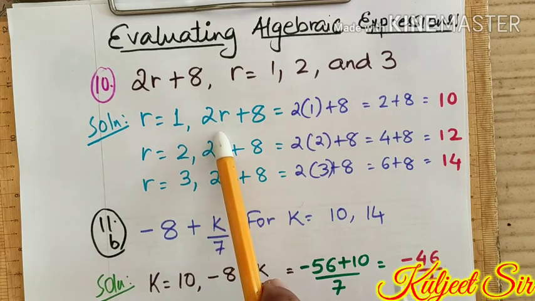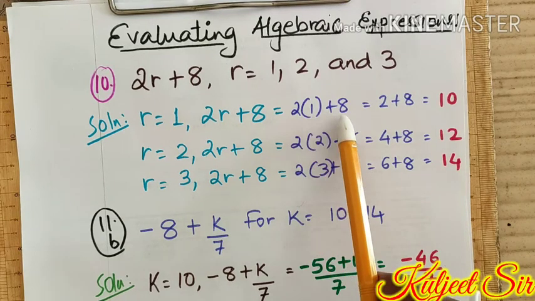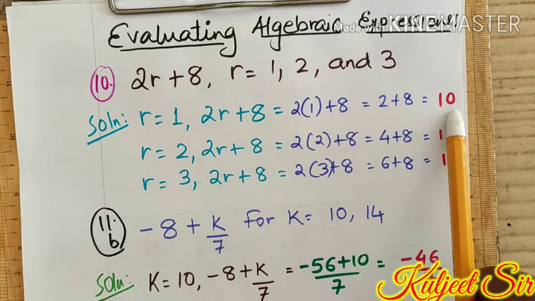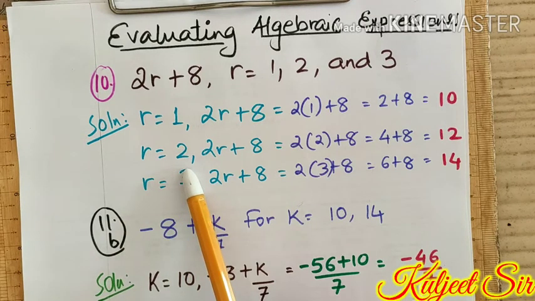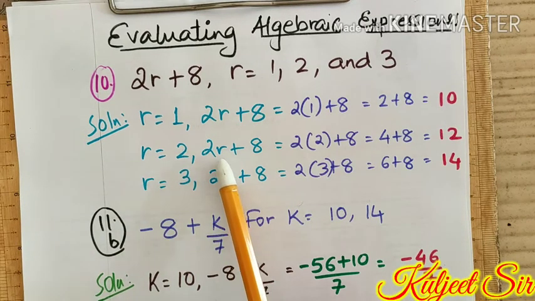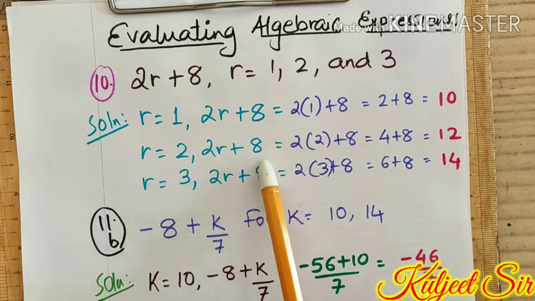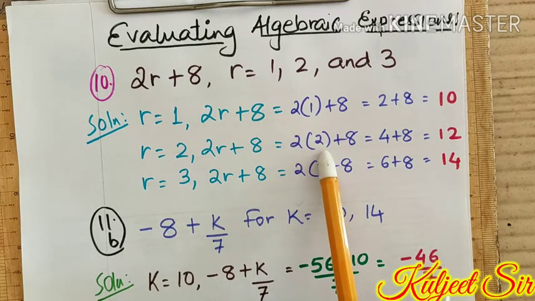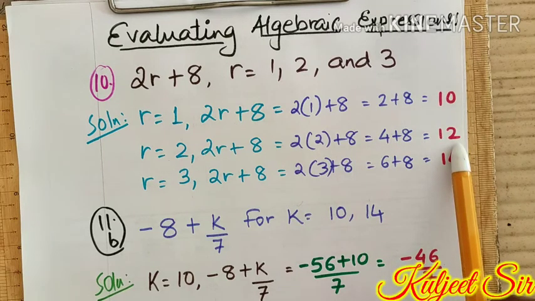The question remains the same, 2r plus 8. In place of r, you can substitute 1. So this becomes 2 into 1 plus 8, which gives you 2 plus 8, that is 10, as your answer. Now let us take r as 2. We are going to substitute 2 in place of r. So as you can see, 2r plus 8 is there, and in place of r I have substituted 2. 2 into 2 is 4, plus the 8 will give me 12 as the answer.